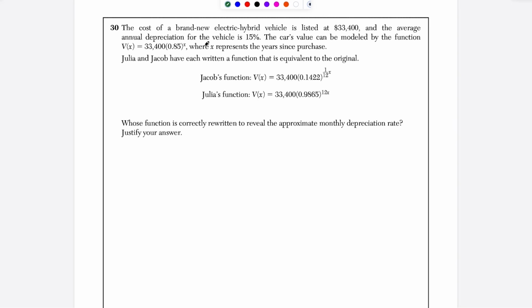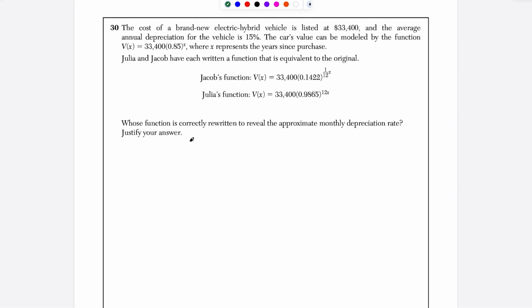Question 30, the cost of a brand new electric hybrid vehicle is listed at $33,400, and the average annual depreciation for the vehicle is 15%. The car's value can be modeled by the function v of x, where x represents the years since purchase. Julia and Jacob have each written a function that is equivalent to the original. So here's Jacob's function v of x, and here's Julia's function v of x. And we want to know whose function is correctly rewritten to reveal the approximate monthly depreciation rate, and we have to justify our answer.